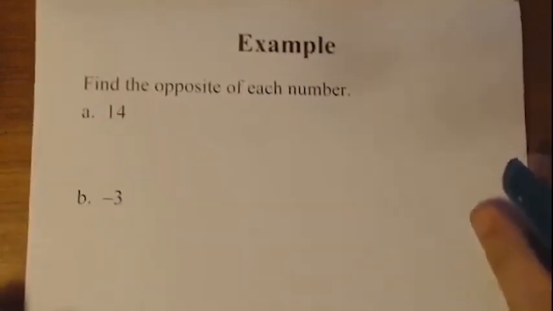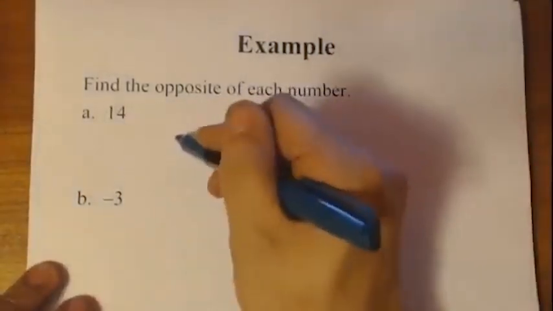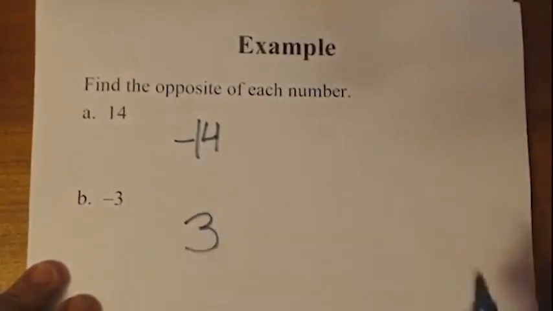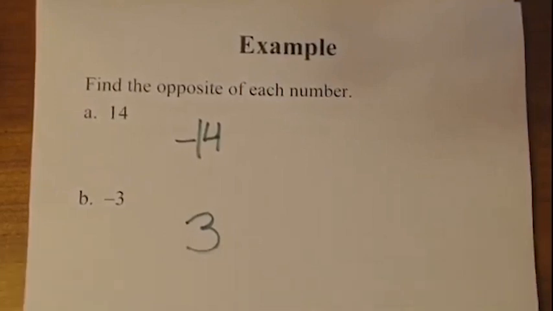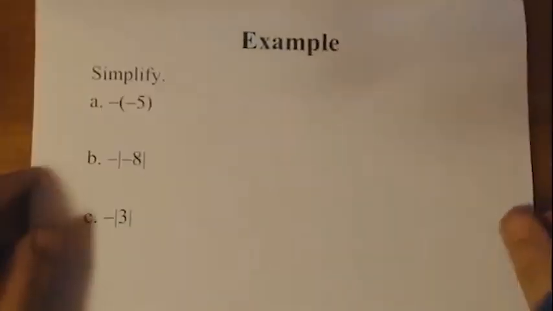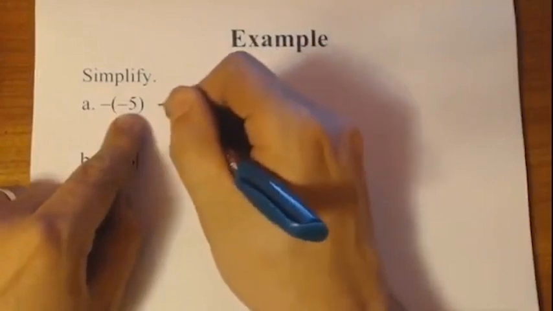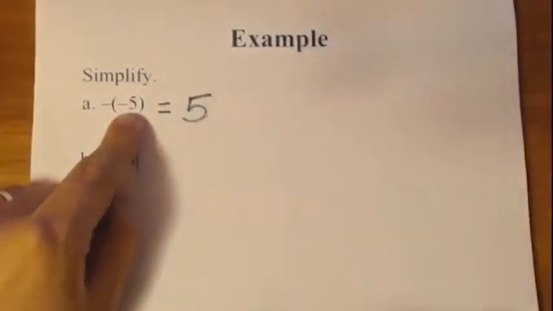So let's find these opposites. The opposite of 14 is negative 14. The opposite of negative 3 is positive 3. Here's some more questions about opposites, but it's written with the negative notation. The opposite of negative 5 is positive 5.